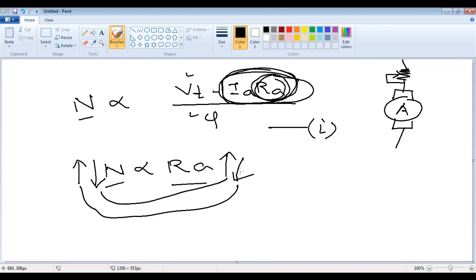And when we decrease the armature resistance, then the speed of the motor will increase automatically, right? From equation 1, we can clearly say that.